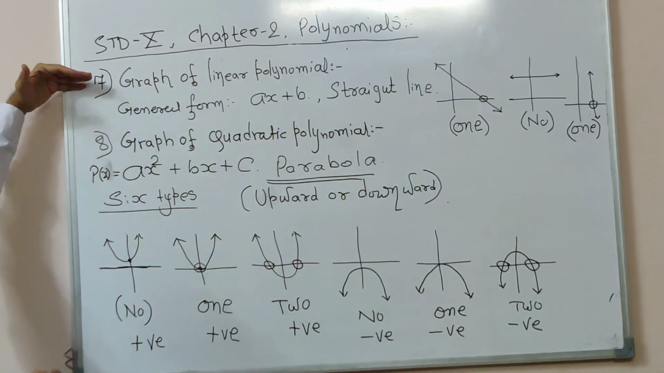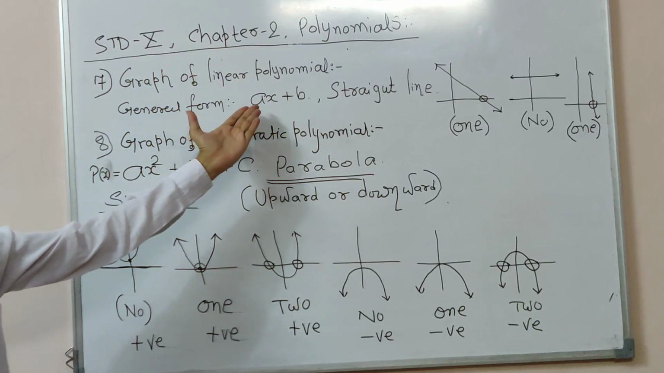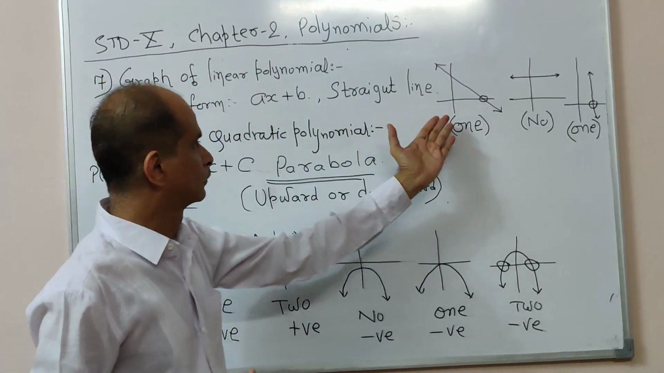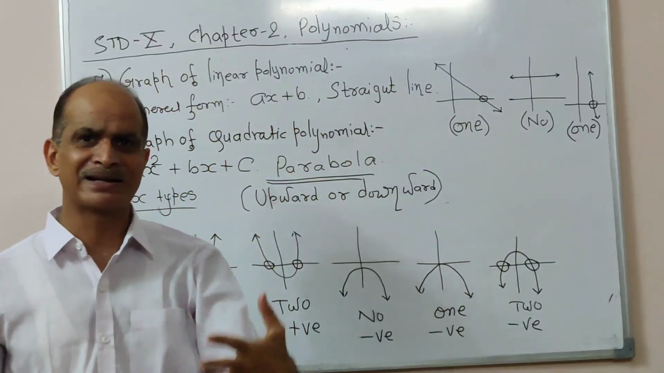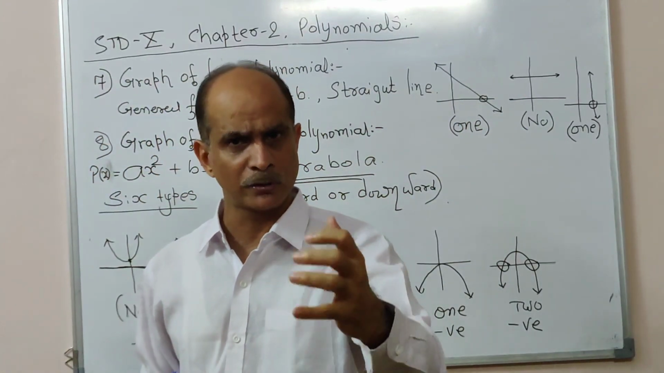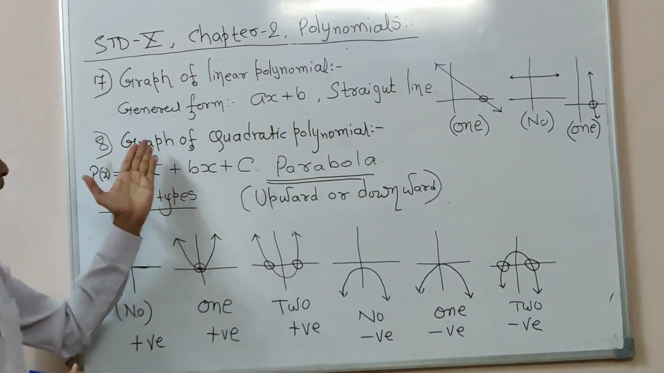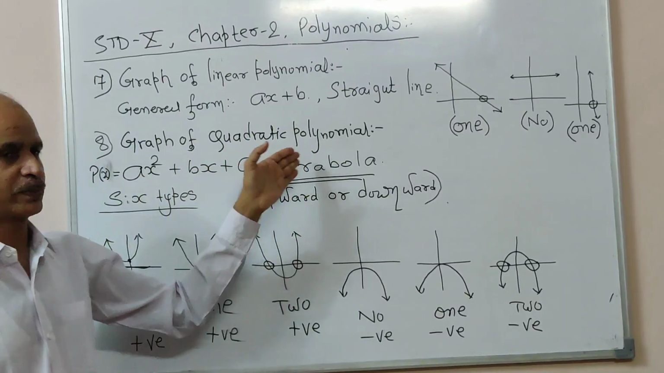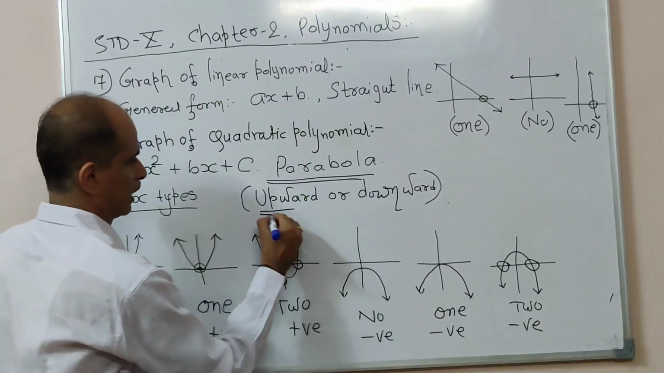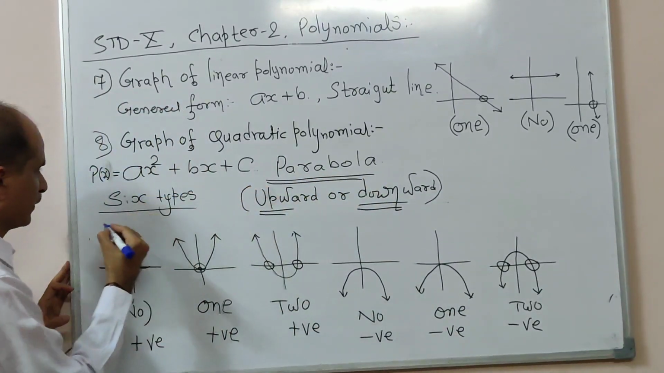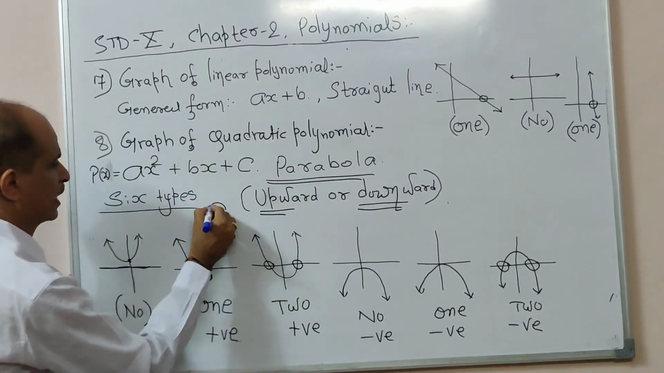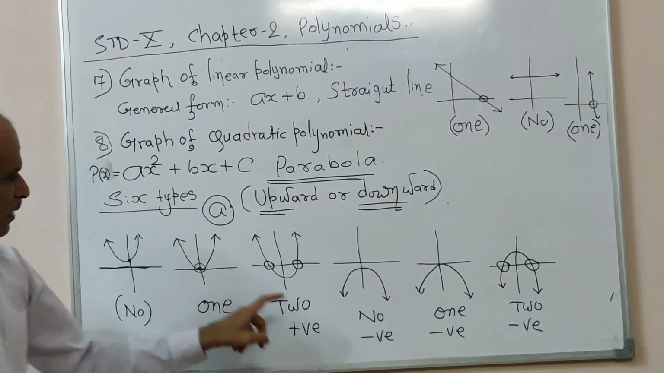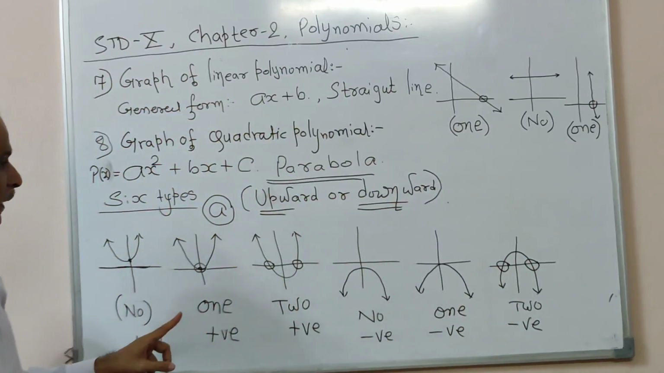So the first one is the graph of a linear polynomial. ax plus b is the general form. The graph is a straight line, and it intersects the x-axis at a maximum of 1 point, meaning either 1 point or 0 points. The graph of the quadratic polynomial ax square plus bx plus c is a parabola. It is either an upward parabola or a downward parabola. If the coefficient of x square, that is a, is positive, then it is an upward parabola. If it is negative, then it is a downward parabola.